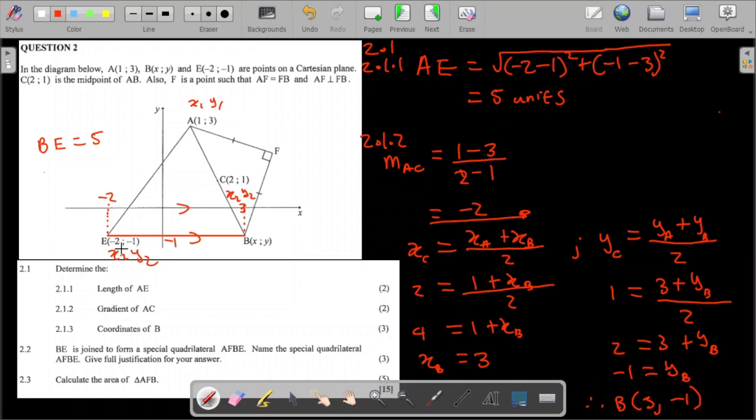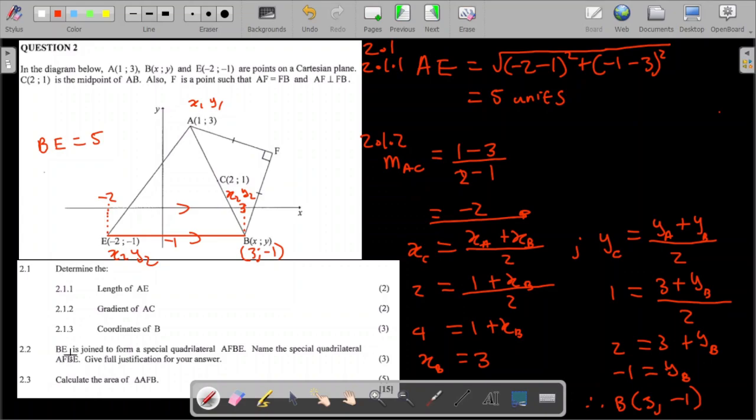Hopefully you can see that both of these points, this distance, give you the same distance as this one. Remember, our coordinate of B here is 3 maps to negative 1. Okay, let's get into this question, 2.2.2.